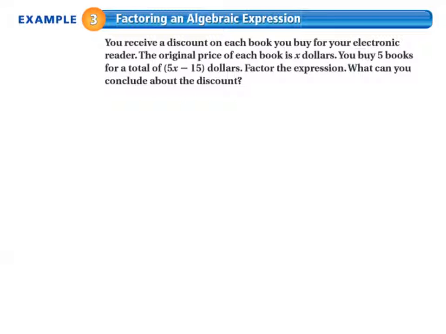Example 3. You receive a discount on each book you buy for your electronic reader. The original price of each book is x dollars. You buy 5 books for a total of 5x minus $15. Factor the expression. What can you conclude about the discount? Okay, so let's factor this expression first. I have 5x minus 15.